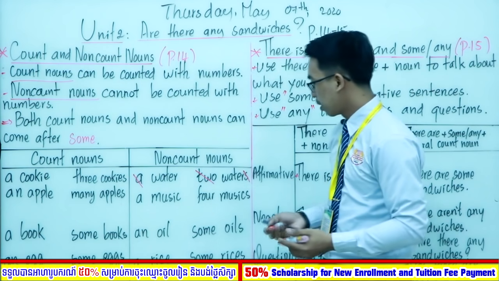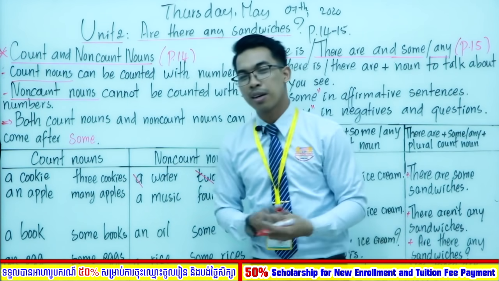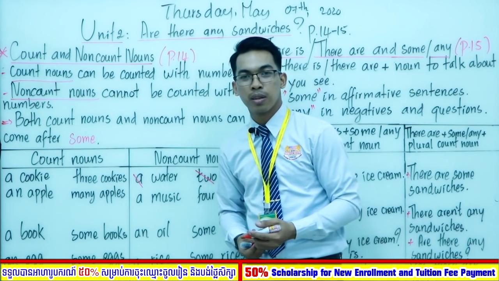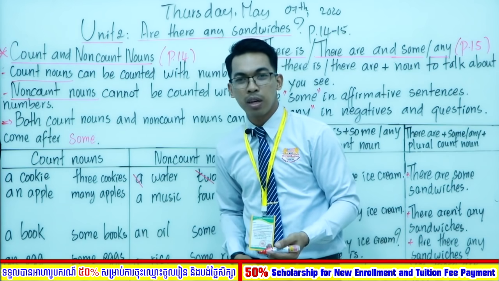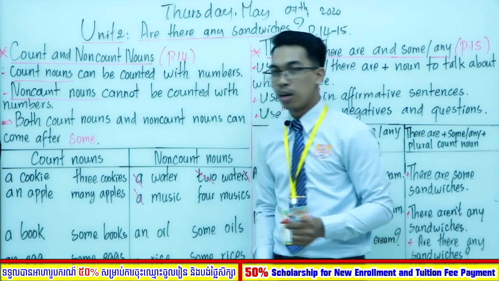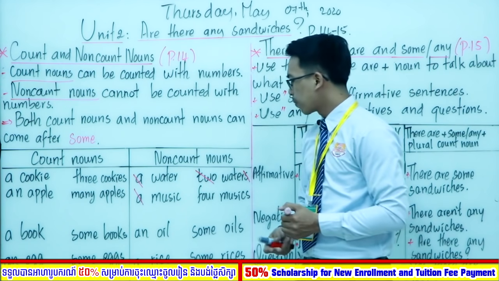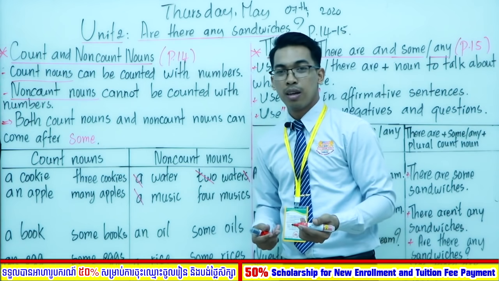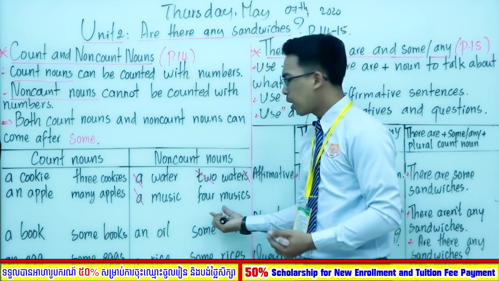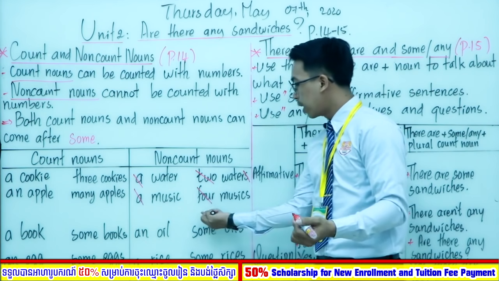Okay? The next one, music. Can we use an article with music? So can we count music, everyone? We cannot. Okay? So we do not use an article as well. And about the plural for music, is it right or wrong, everyone? Of course, it's wrong. So we do not use the number here.